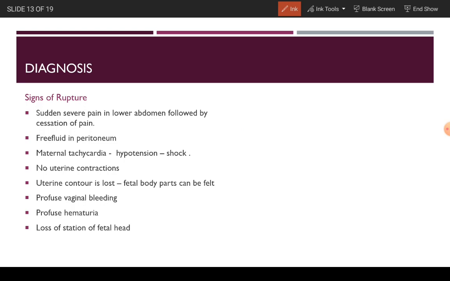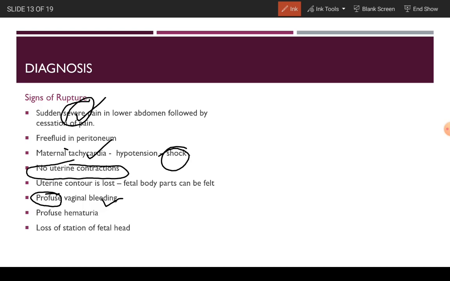Now in case of a rupture, as I have said before, when there was dehiscence also there was maternal tachycardia, vaginal bleeding, and there was tenderness. So everything will be severe in here. You can see the severe pain in the lower abdomen. Later the pain will stop. There will be no pain. Tachycardia will be so high that the patient can go into shock. Vaginal bleeding can be profuse. And look at this point, there is no uterine contraction. And the uterine contour is low.